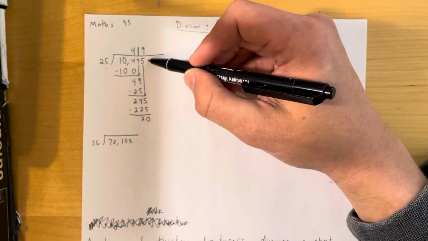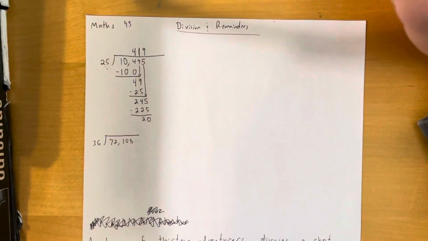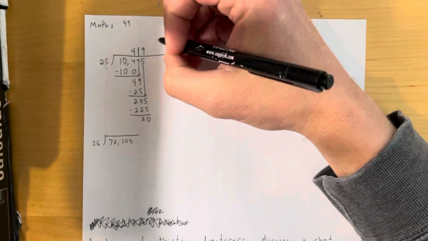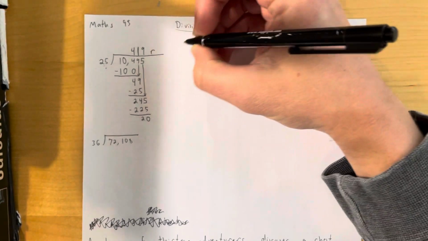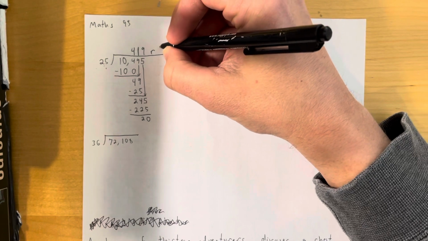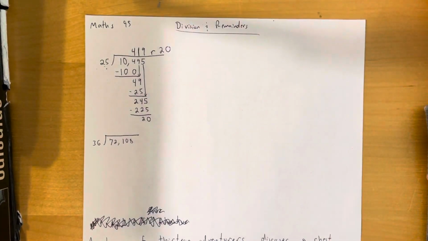Now, there are no more digits to bring down. So this is the step where I call it done, and I would write down my remainder. This number here is my remainder, so I'm going to write an R. I've done it both lowercase and uppercase. I don't care which one you use. I'm using lowercase here. Remainder of 20.